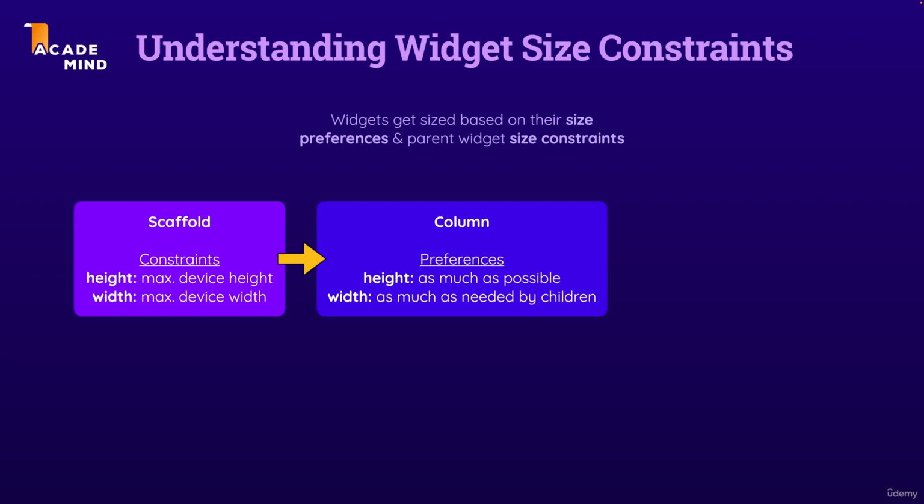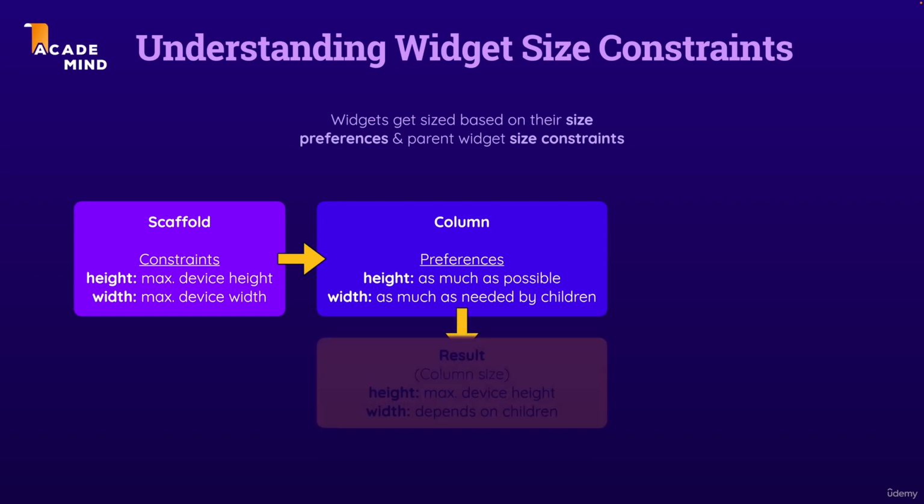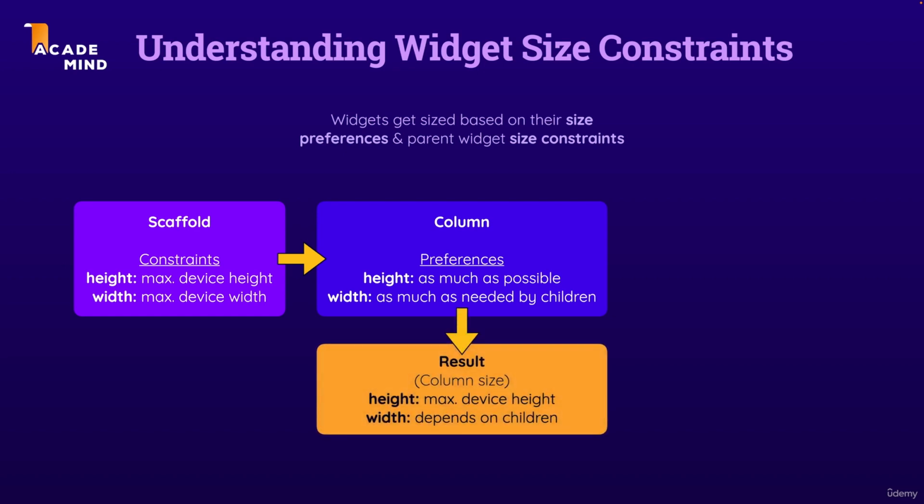But for this example, since we have the column inside of a scaffold with those constraints, the result would be that the maximum column height is actually the maximum device height, because that is the constraint by the parent widget, and the constraint of the parent widget overrides the preferences of the child widget. That's how sizing generally works in Flutter.